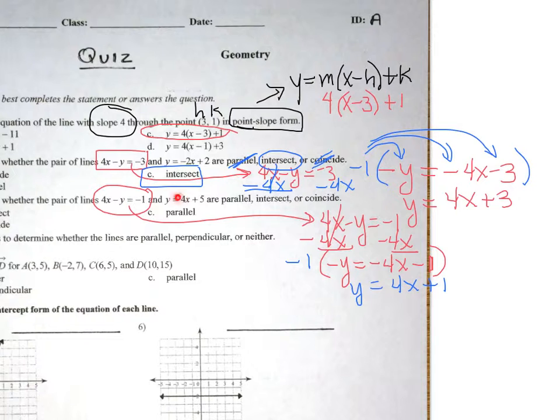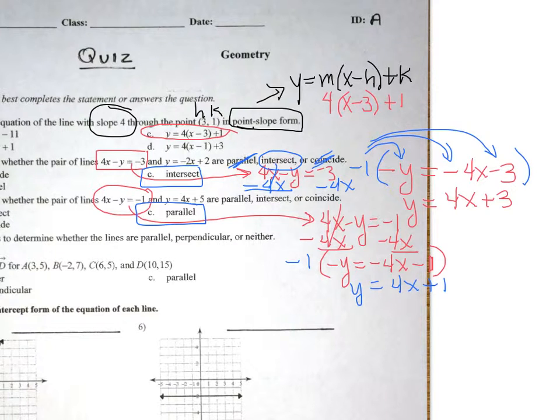At this point, you look at the slope. That's a 4. This is a 4. So the lines could be parallel because the slopes are the same. But now let me look at the y-intercept. Since the y's are different, the y-intercepts are different, then it's not going to be coincide. Coincide means same slope, same y-intercepts. So this is just parallel because the y-intercepts are different. So this is C, parallel.